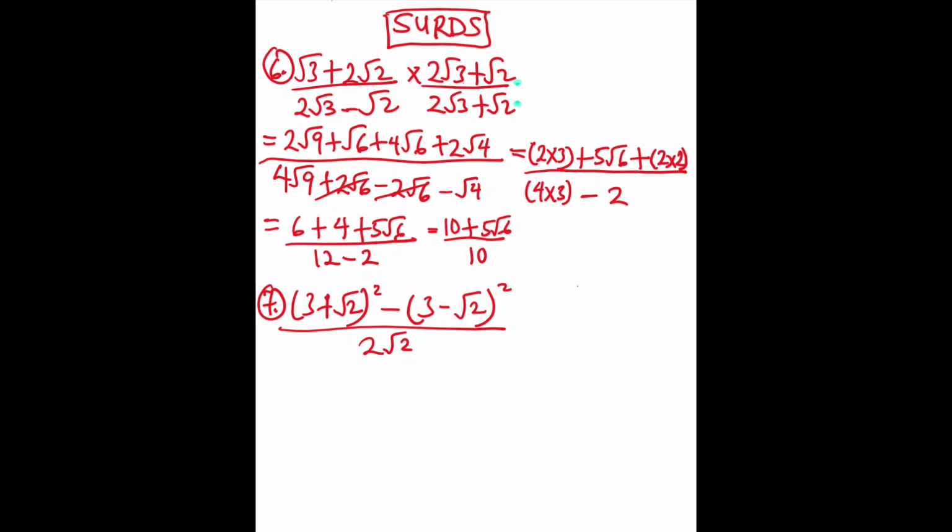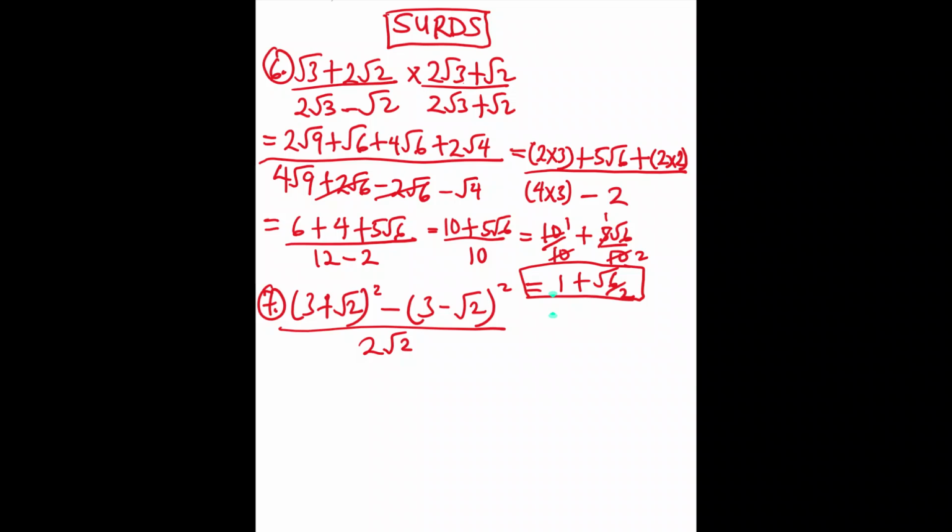6 plus 4 is 10, plus 5 root 6, 12 minus 2 is 10. Okay, so we can break it into 2. So we can do it as 10 over 10 plus 5 root 6 over 10. 10 divided by 10 will give us 1. 5 root 6 over 10 will be root 6 over 2, because 5 goes into 5 once and into 10 twice, right? So our final answer will be 1 plus root 6 over 2. So this will be the answer. 1 plus root 6 over 2.